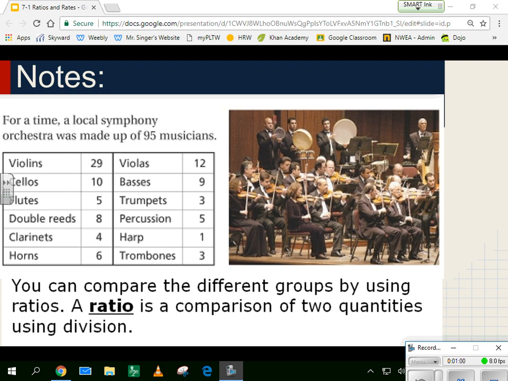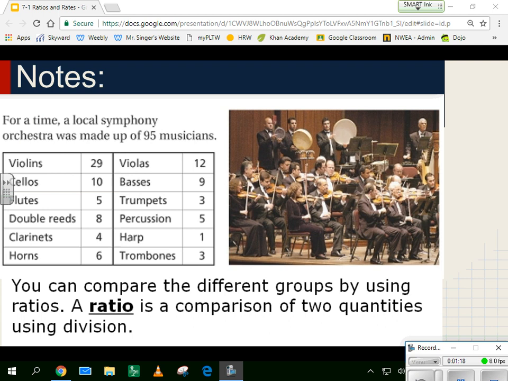It says, for a time, a local symphony orchestra was made up of 95 musicians. Here's a picture that came from the book. So these are the breakdowns of it: 29 violins, cellos, and so on and so forth. So to be able to compare the different groups, we use a ratio.